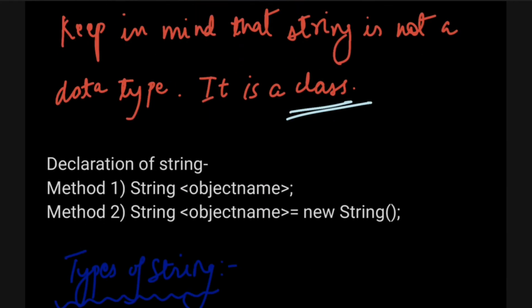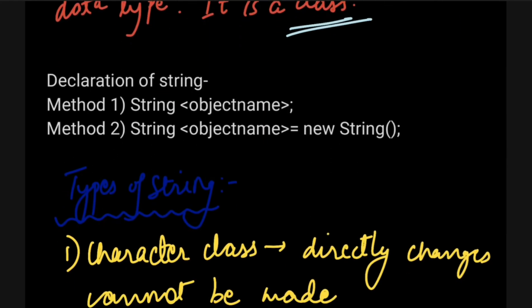Okay. Now, there are two methods of declaration of a string. First is by this method, when we write String, the class name, and the object name, or the variable name. Okay, and here we write String, we write the object name, and we write new String over here. But the most appropriate method, I would say, is this one. This is a long method and both of them do the same thing, so I think this is better.